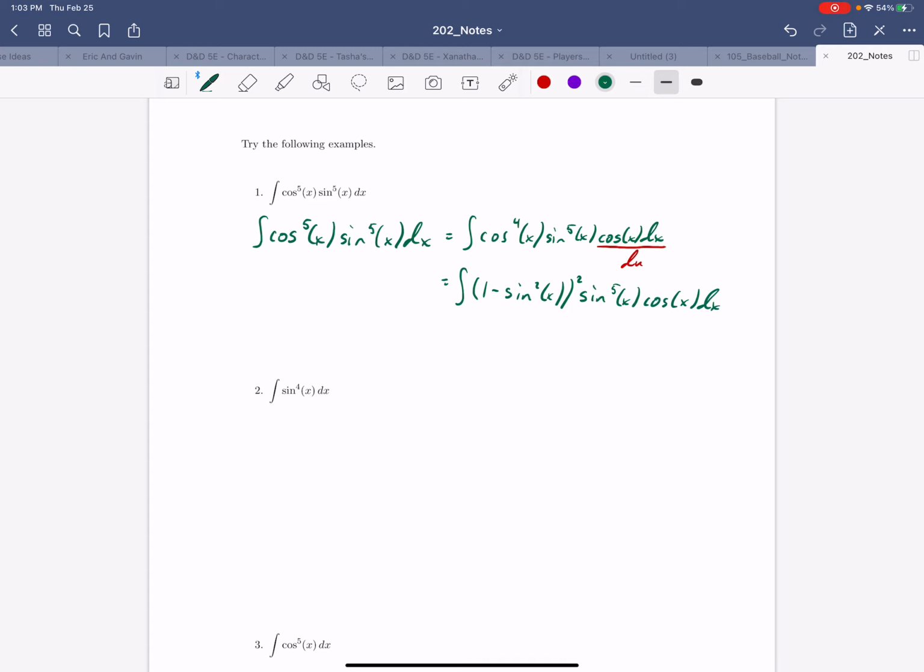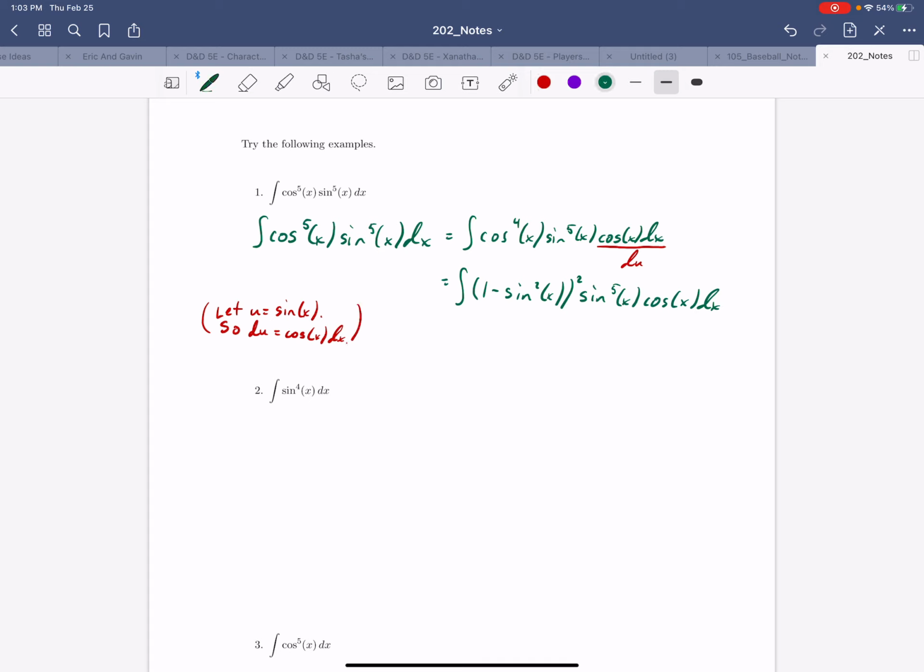We're looking pretty good right here. Now, you can FOIL this all out if you want. I recommend making the substitution first. There's just a lot less writing, a lot fewer symbols to worry about. So here in parentheses, I'm going to write let u equal sine of x. So du equals cosine of x dx.